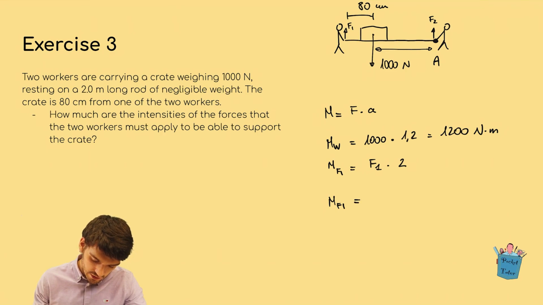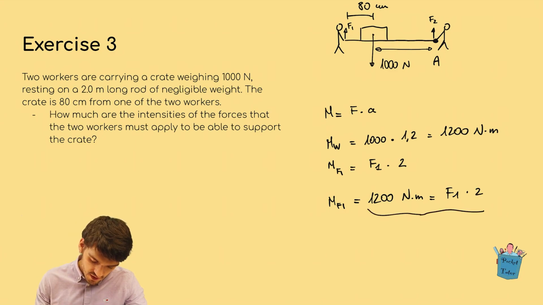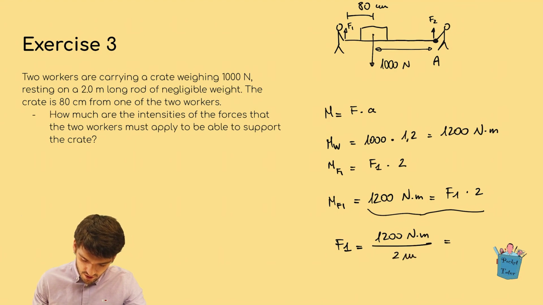This means that the momentum given by F1 must be equal to 1,200 newton meters, but is also equal to F1 times 2. Now from this equation, we can see that F1 is equal to 1,200 newton meters divided by 2 meters, which means that F1 will be equal to 600 newtons.